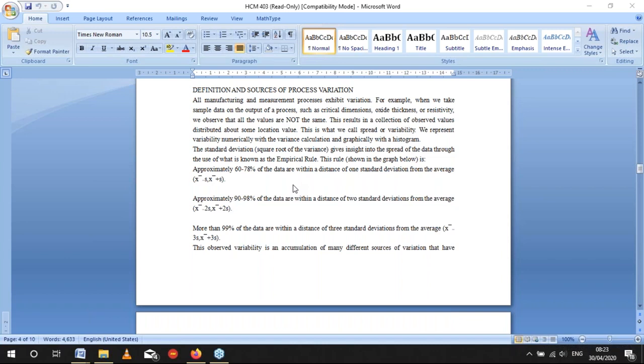So there is something we call spread, the spread of variability. What do we mean by this? It's a collection of observed values distributed about some location value. That is what we call spread of variability.